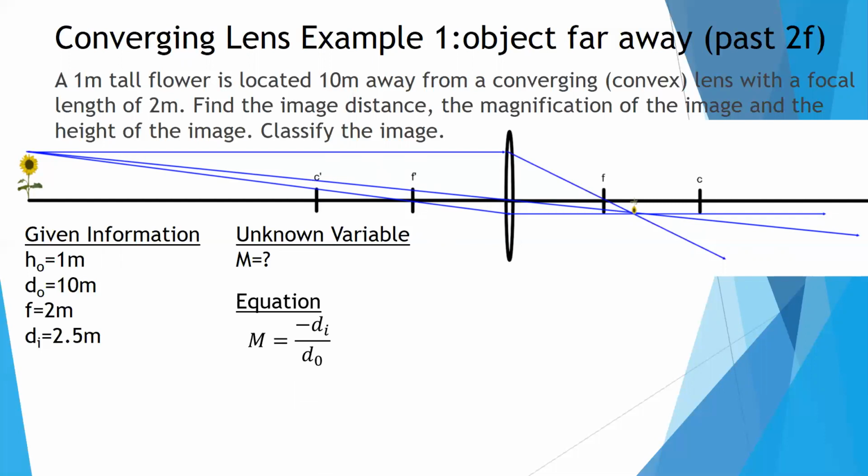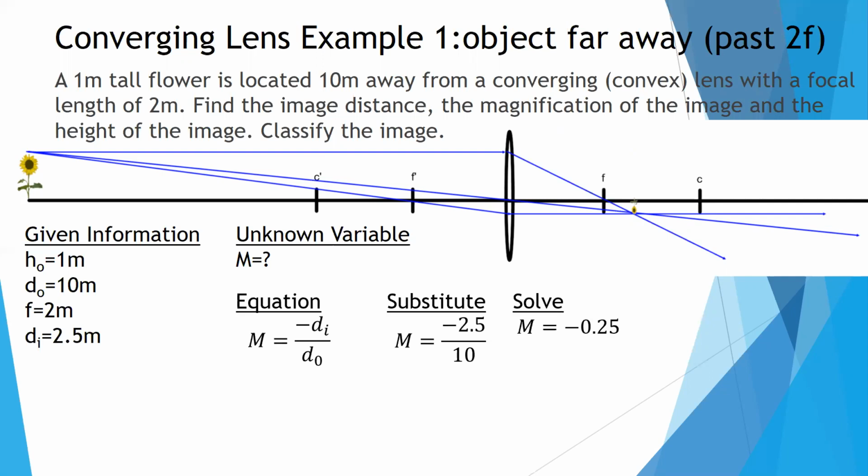If you got a negative number, you're going to make that positive. So plug in M equals negative 2.5 divided by 10. Not really very many ways to solve this. You just got to plug it in your calculator or do the math. So your magnification here is negative 0.25.